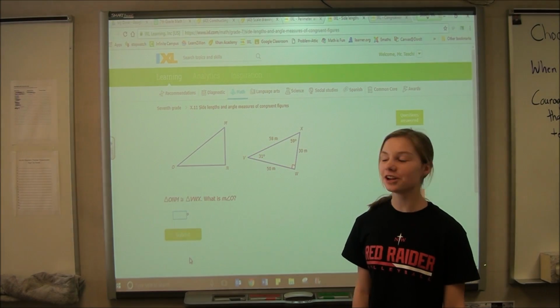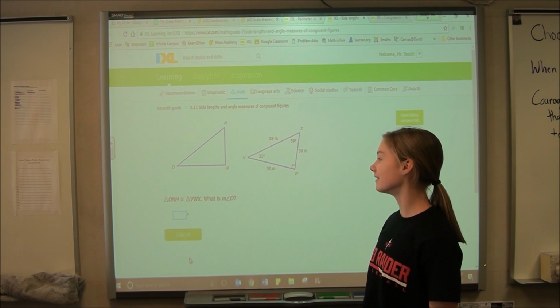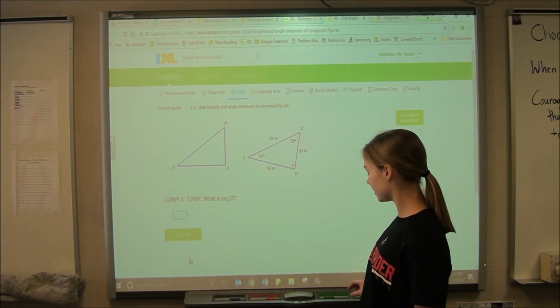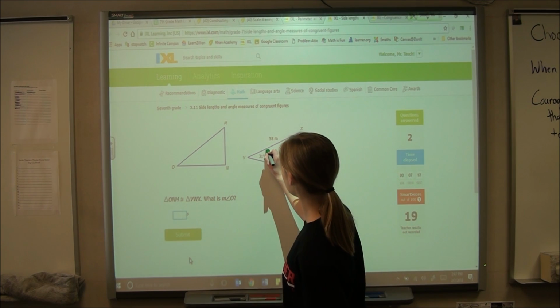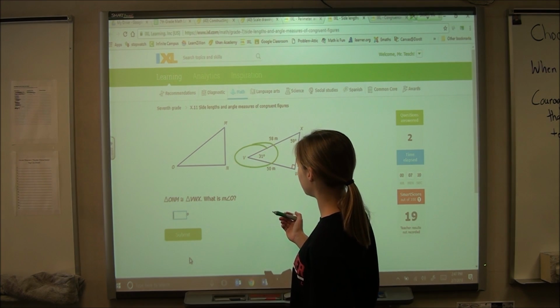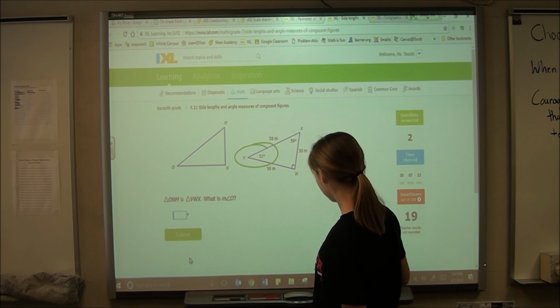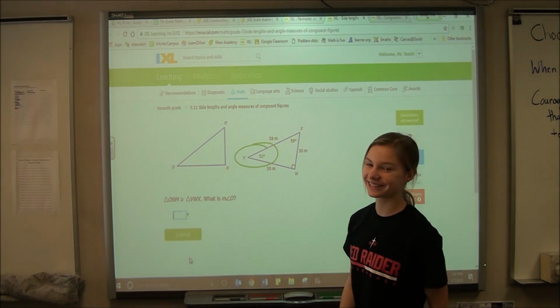For this one, we want to know what the measure of angle O is. So if we look here, O is congruent with V, and here V is 31 degrees, so we know that O is 31 degrees.